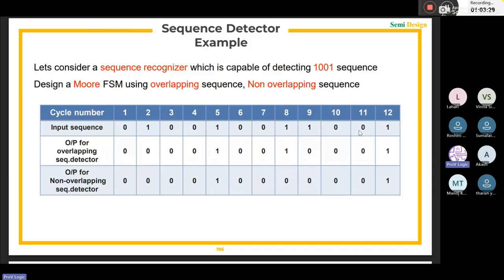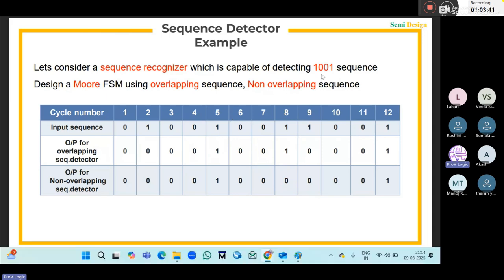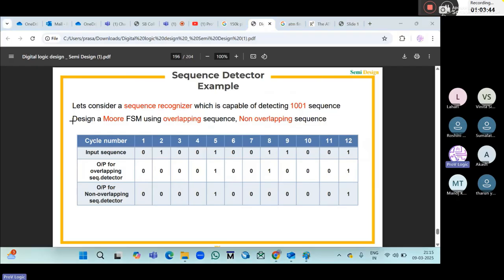And here 1 is not detecting, and here also 1001. Here also it is detecting, for overlapping and non-overlapping. So if you see here, for overlapping it is detecting 1001. Overlapping means whatever the before value is there.